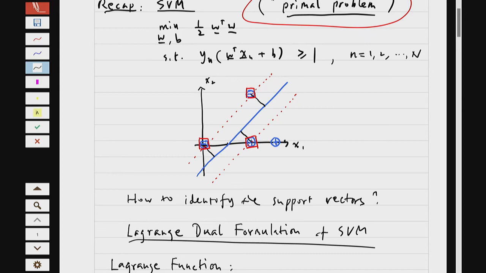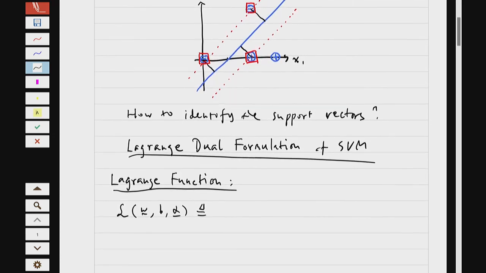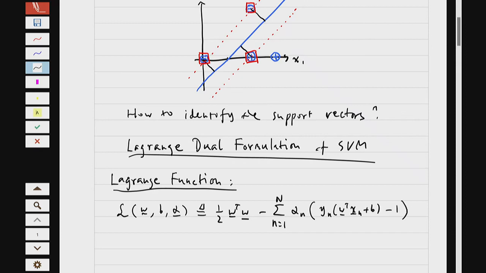And I'm going to add a penalty to your objective. So therefore, now this would be of this form. First, the original objective, right? And then we have the penalty for constraint violation, which looks like this. Alpha n multiplying our constraint, which is yn, w transpose xn plus b, right? It has to be greater than 1, so now we subtract 1 from it.